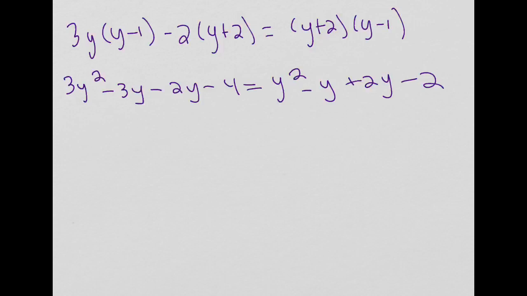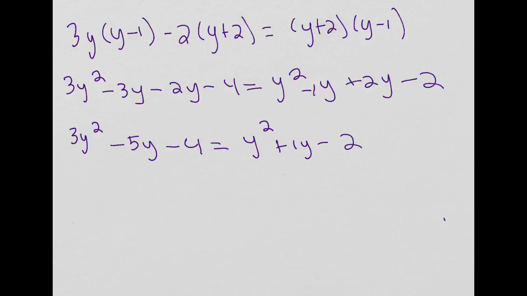On the left side, I do not have a like term with a square, so I'm just going to bring it down. Negative 3y minus 2y gives me negative 5y minus 4. On the right side, again, I only have the y squared, and then negative 1y plus 2y gives you 1y minus 2. Now I am going to set it equal to 0.